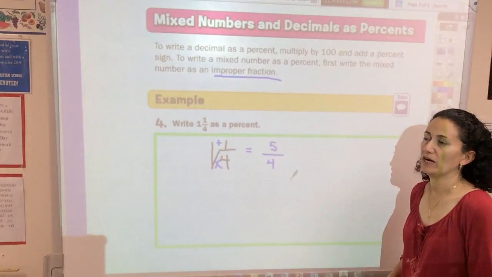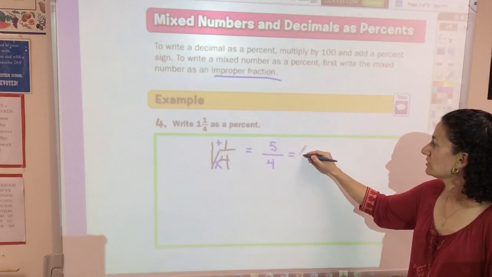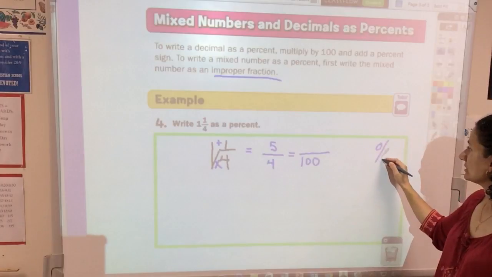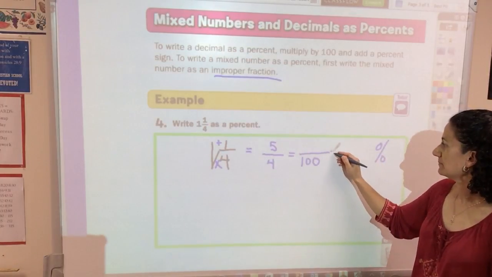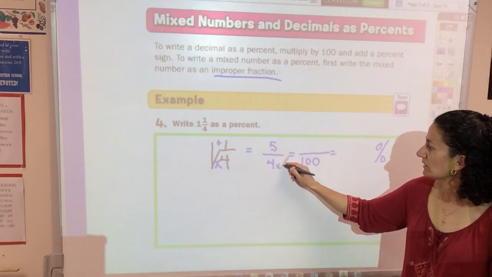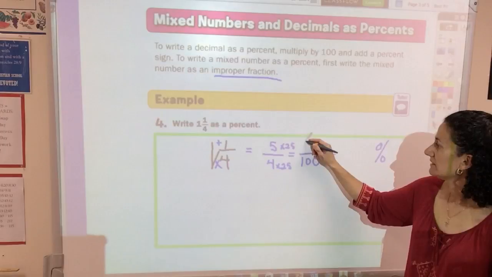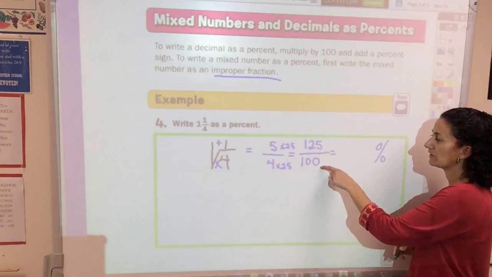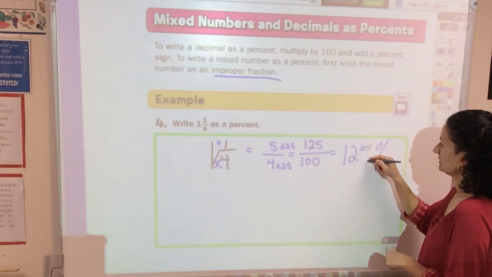That's my improper fraction. Now I'm going to try to turn it into a fraction out of 100, because all percents are out of 100. So once I can get my fraction out of 100, I can write the percent. So 4 times 25 is 100, and 5 times 25 is 125. So I have my fraction out of 100 now, which means that 125 is my percent.